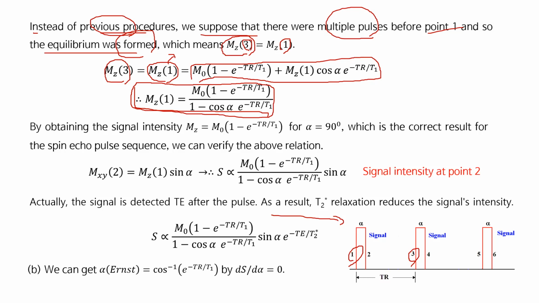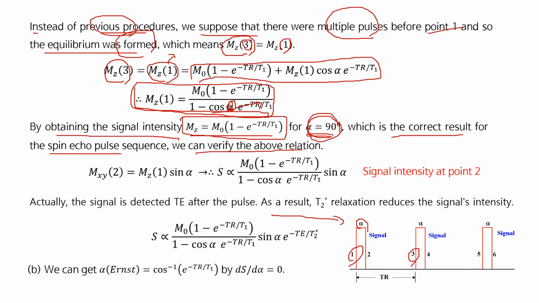Now let's verify that this is the correct form. To do this, we put alpha equal to 90 degrees. So instead of the alpha angle, we put 90 degrees. Then this will be 0, so mg equals this one. So this is the correct expression, right? Which is the correct result for the spin echo pulse sequence. So we can verify the Larmor relation.